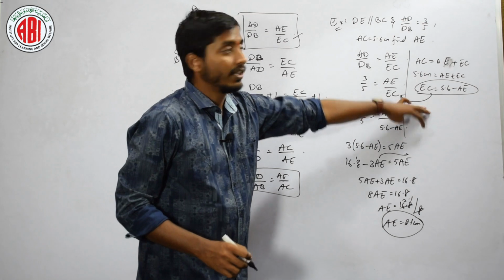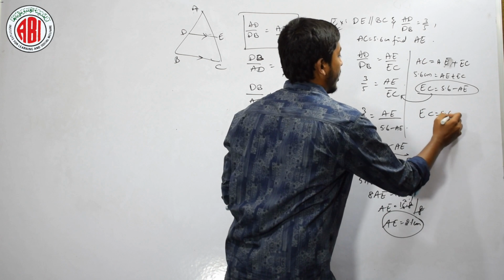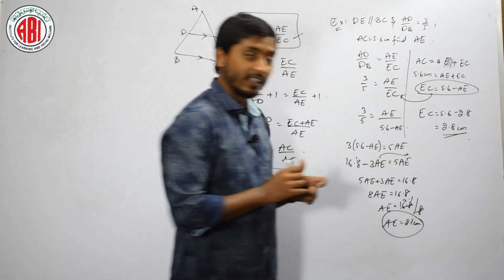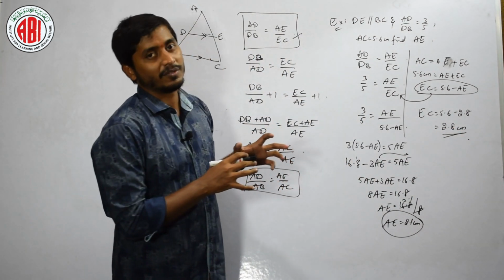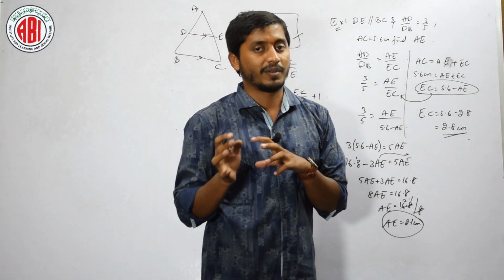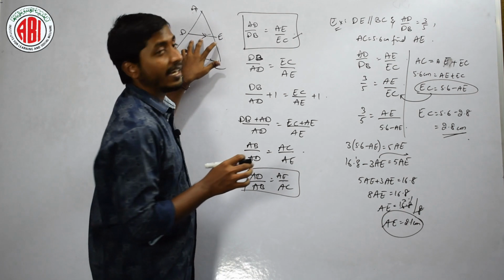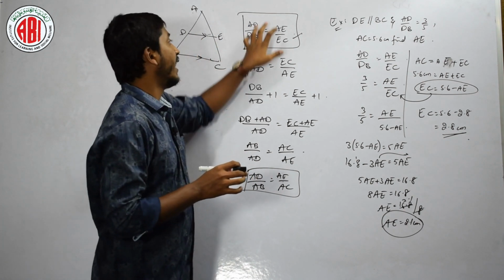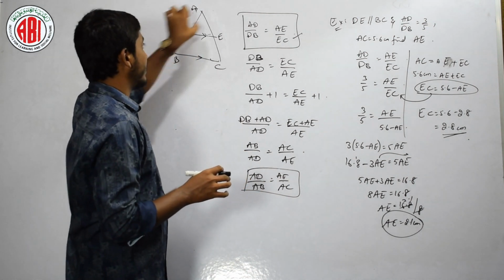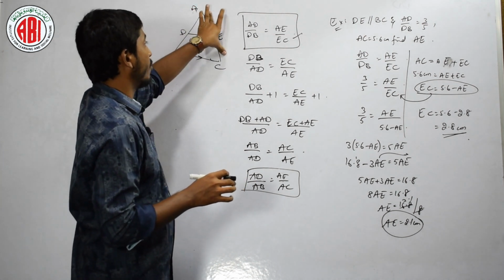Can you find EC also? He didn't ask, but can you find EC? Yes, we can. Here we can find EC as 5.6 minus 2.8, which is nothing but 2.8 centimeter, right? These are the basic problems from the basic proportionality theorem. Whenever you want to solve problems on the basic proportionality theorem, you have to remember three things. One thing is, if he tells that DE is parallel to BC, what are the two conditions? AD by DB equal to AE by EC and AD by AB equal to AE by AC. Once again, AD by DB is equal to AE by EC. One more thing is, AD by whole AB is equal to AE by whole AC.